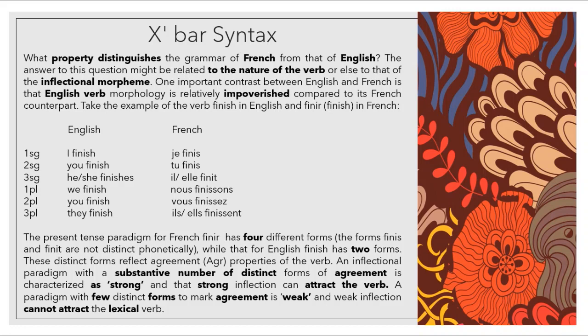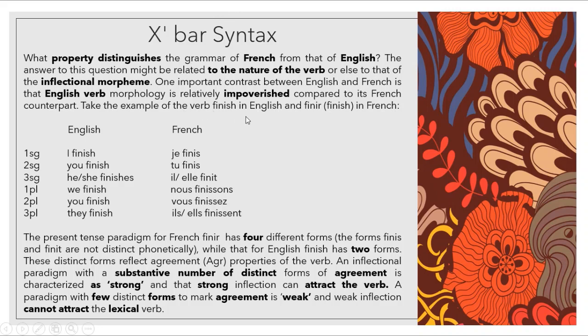One important contrast between English and French is that English verb morphology is relatively impoverished. المهم خصها تشاريتي مسكين. Compared to its French counterpart, يعني المورفولوجي ديال الانجليش is poor ولا قليلة ولا كنقولوا ما عندناش بزاف. par contre ولا بالمقارنة مع ديال المورفولوجي ديال الفرنش it's rich.